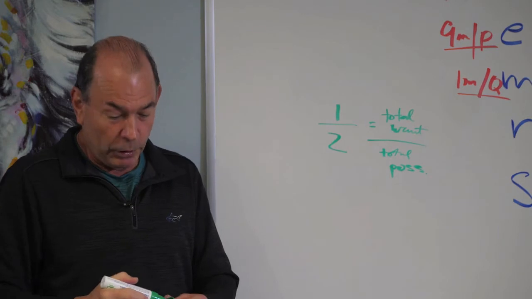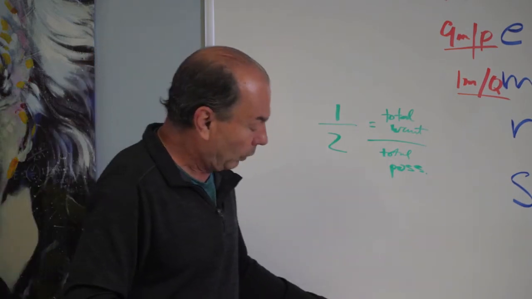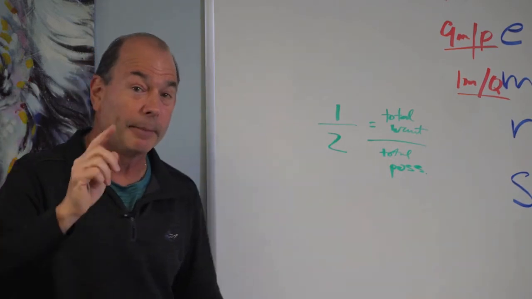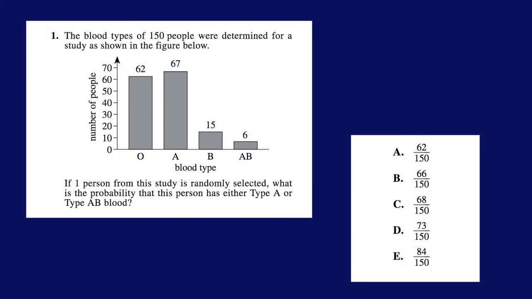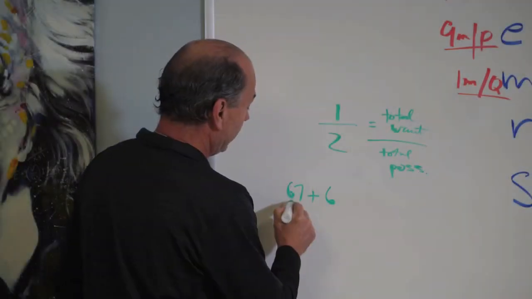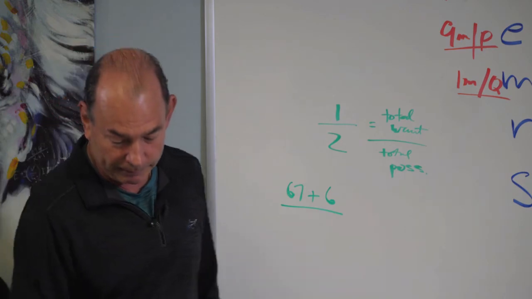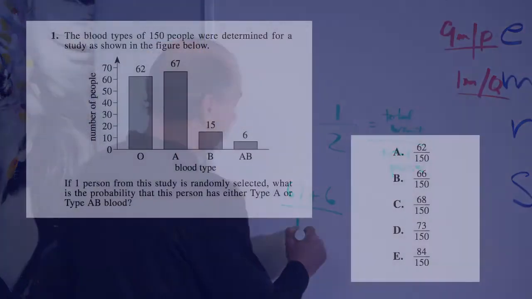Very simple concept. So what do we do here? Well, what's our probability of getting type A or type AB? Either one of those is acceptable. Okay, first of all, how many type A's? Well, you've got 67, okay, type A. How many type AB? You've got 6, okay, you add them up. Out of the total possibilities, how many people did they say? 150, and you're essentially done.